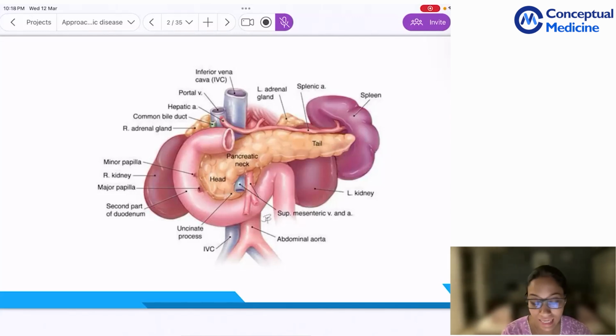This is about the gland. Mainly you have to remember it forms the stomach bed, and anterior to it, you have the pylorus of the stomach, the duodenum, as well as the transverse colon.